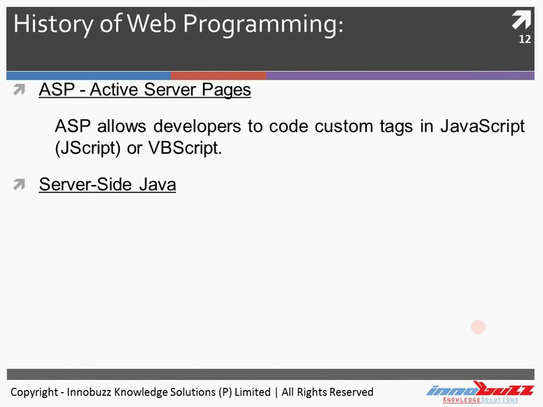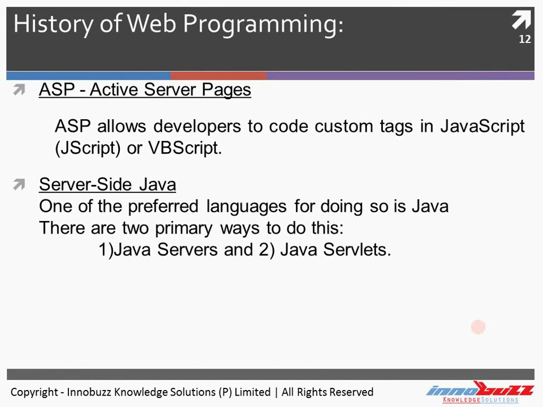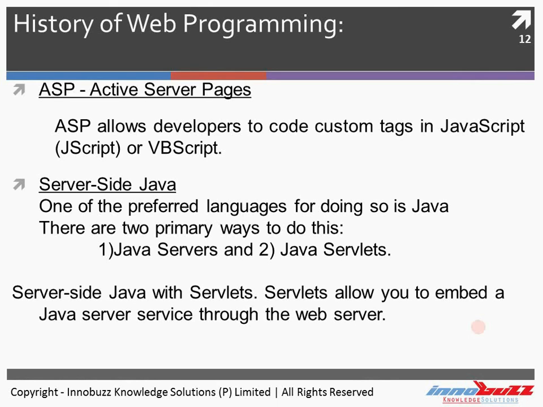Later we have server-side Java. One of the preferred languages for doing so is Java. There are two primary ways to do this: Java servers and Java servlets. So Java servlet is one of the server-side programming. Server-side Java with servlets allows you to embed a Java service through the web server.